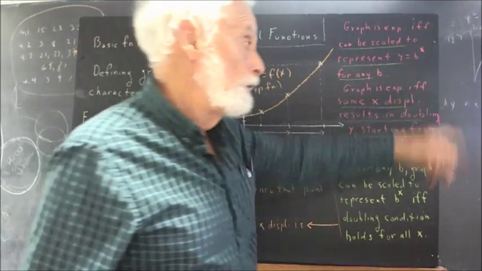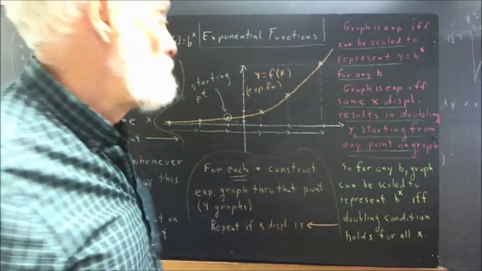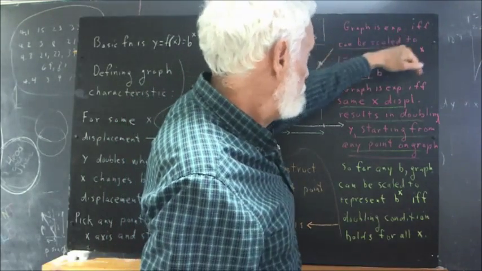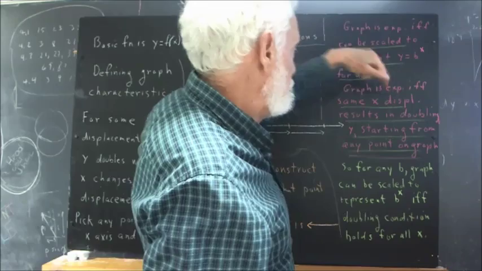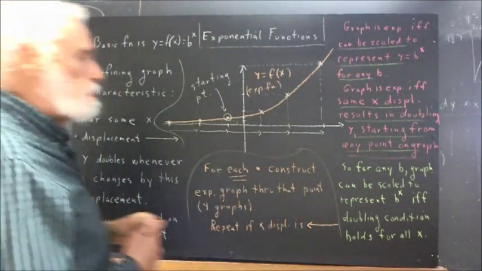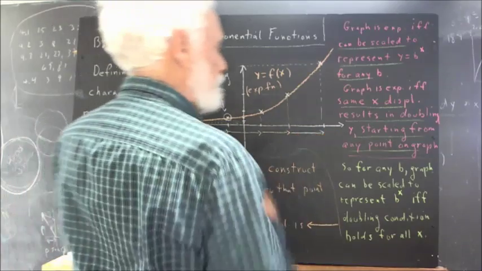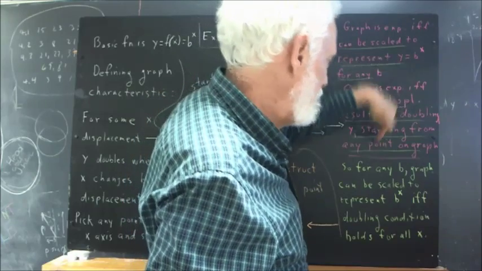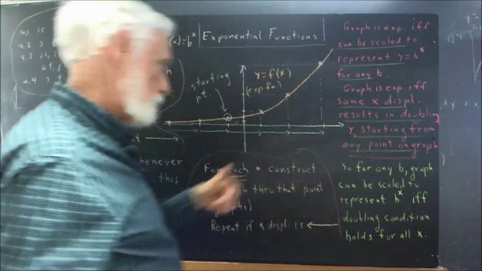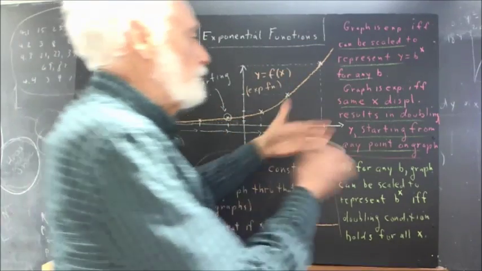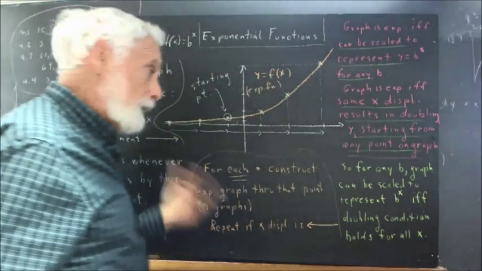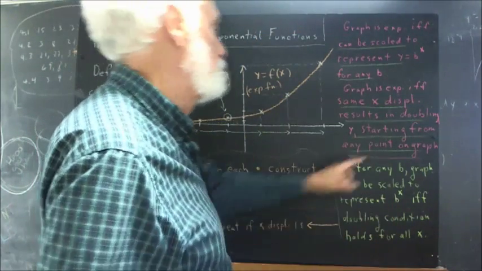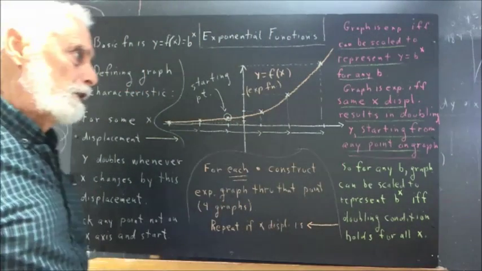Okay? Another characteristic of the graph being exponential. I'm going to claim, and we might or might not be able to prove this, that the graph is exponential if and only if the same x displacement, that is, some consistent x displacement, results in a doubling of y starting from any point on the graph. So this would have to work for every point on the graph. As we say, we could start from any point. That means that we have to be able to start from every point. Otherwise, there would be some point where we couldn't start, and this wouldn't be so anymore. You might think about the logic of that statement.